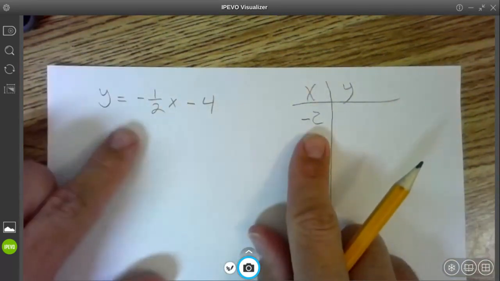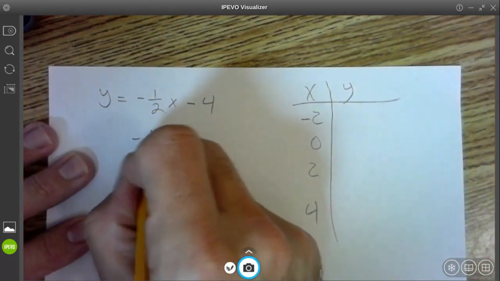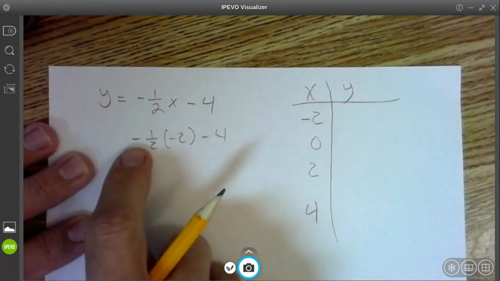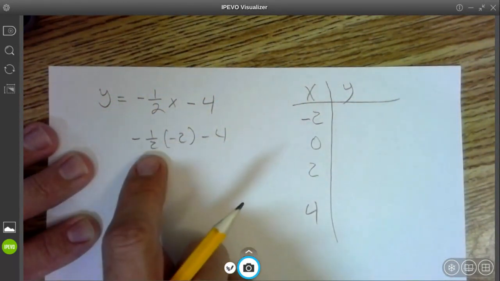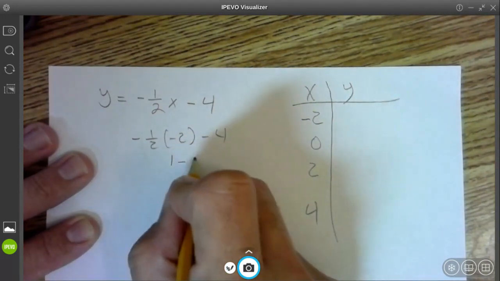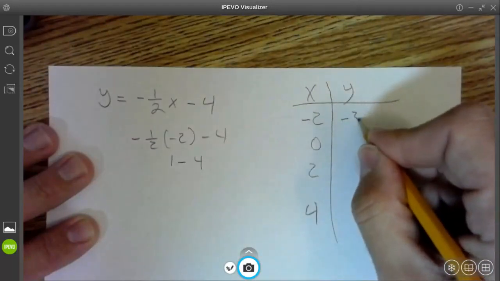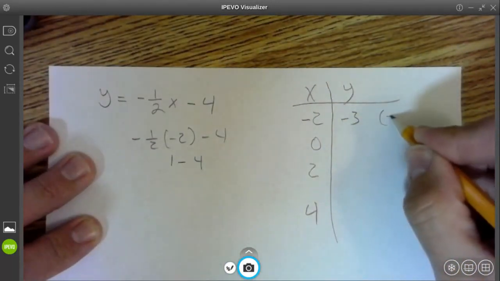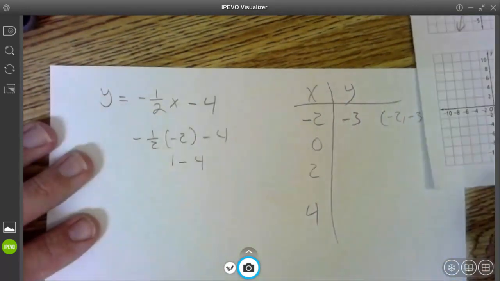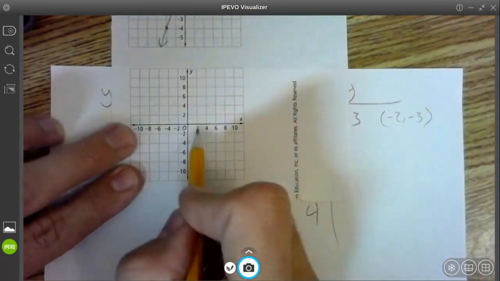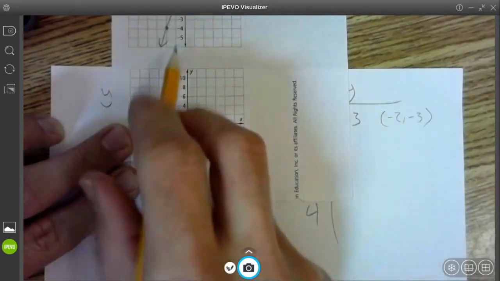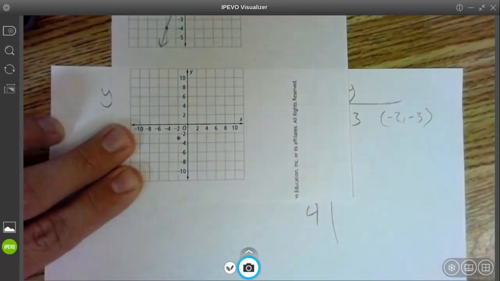Plugging in -2 for x. You can use a calculator for this if you want. Negative and a negative is positive. Half of 2 is equal to 1. And 1 minus 4 is -3. So -2, -3 is one of the points on my graph. -2, -3. I probably should have swapped these up. It's in between -2 and -4 there.